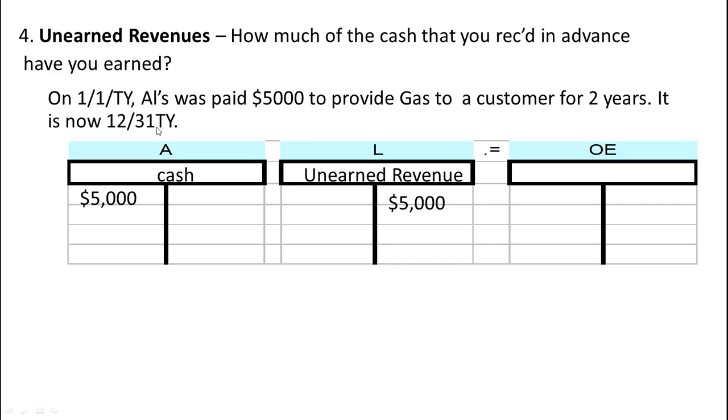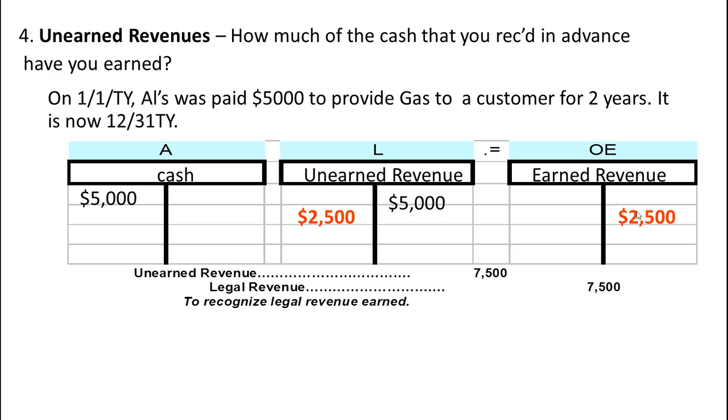Now, at the end of the year, looks like we have done half of this work, or we've provided gasoline for half of the time period, which is 2 years, so we've done it for 1 year. So let's take half of this liability out of this account and move it over to the revenue account called earned revenue, and it'll be shown as a credit for $2,500. That's at the end of year 1.